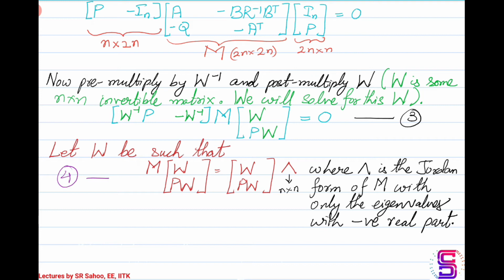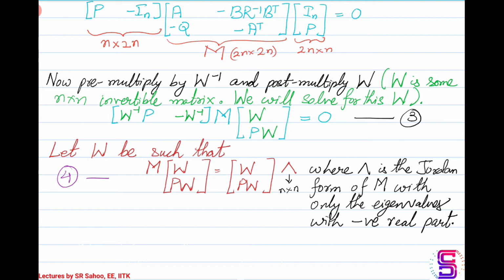Because M is a matrix of the size 2n cross 2n, it will have 2n eigenvalues, but lambda here consists of only n eigenvalues, and these are the eigenvalues of M which have negative real part. So lambda is the partial Jordan form representation of the matrix M, such that its eigenvalues have negative real part. This is what we want the W to satisfy with respect to M.